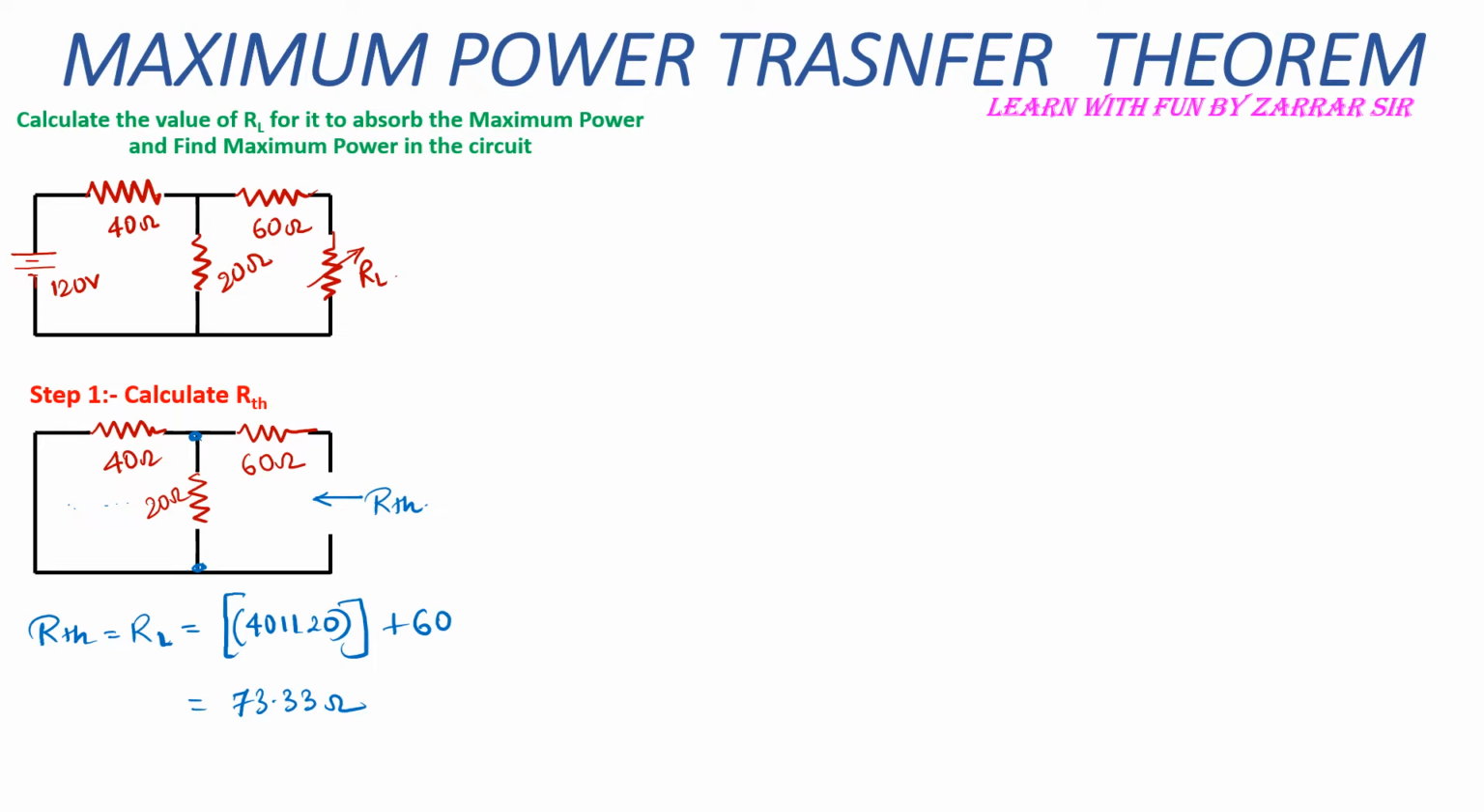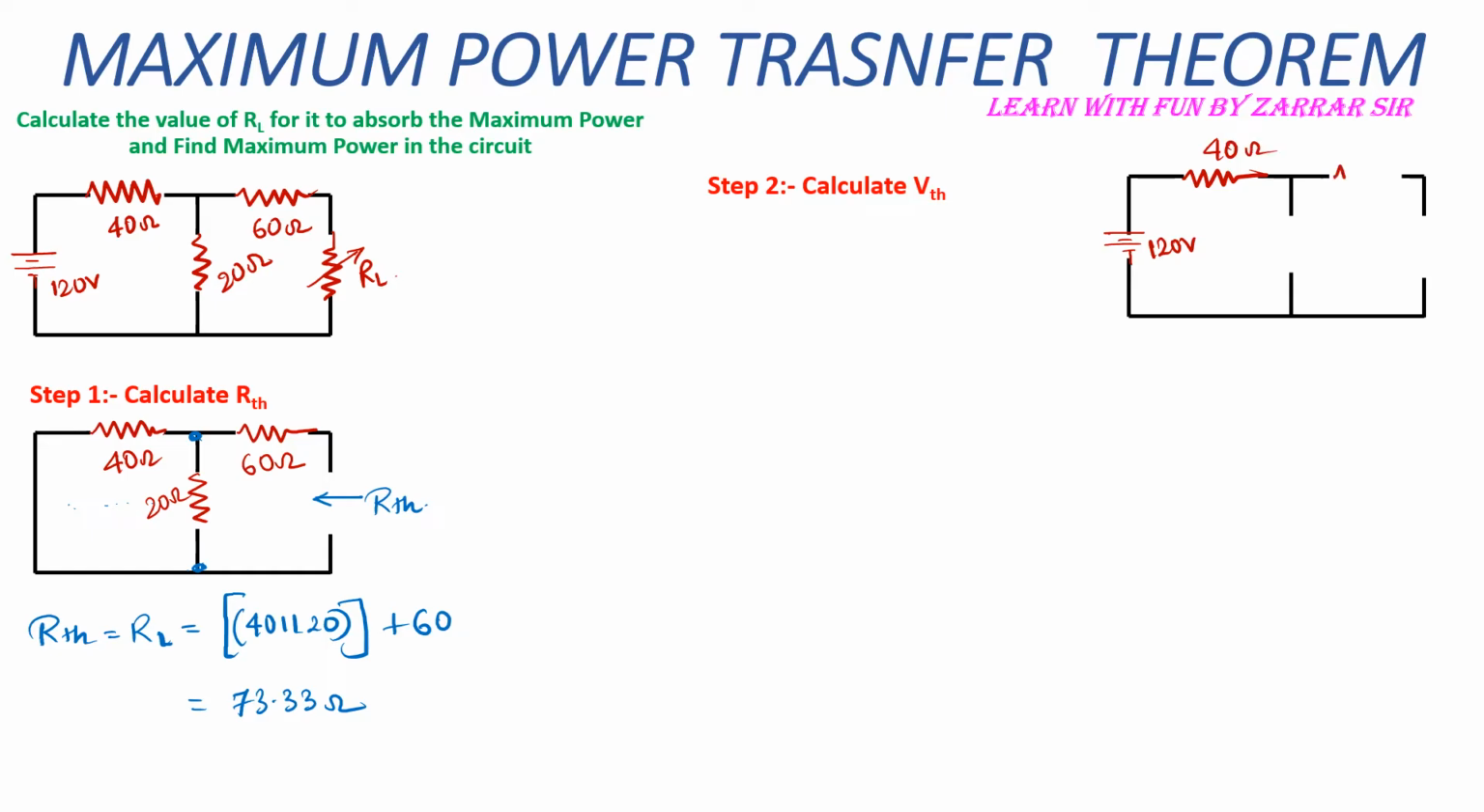Now we'll move towards the second step, which is the calculation of Vth. So how to calculate Vth? Again, we'll use the same circuit and now we need to calculate Vth across RL. So let's draw again those resistances and voltage. We have 120 volts over here, 40 ohm over here, 60 ohm over here, and finally 20 ohm over here. The most important and crucial step is the calculation of Vth, where we need to calculate over here. So this is my Vth.